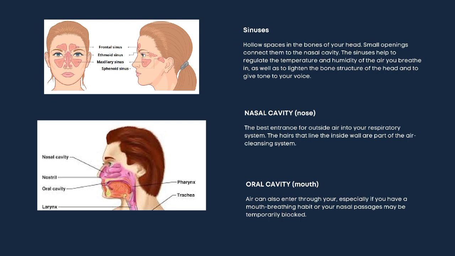There are four different types of sinuses. First is the frontal sinuses, which are located above your eyes. Second is the ethmoidal sinuses, which are located between your eyes. Third is the maxillary sinuses, which are located below your eyes. And lastly, the sphenoidal sinuses, which are located behind your eyes.